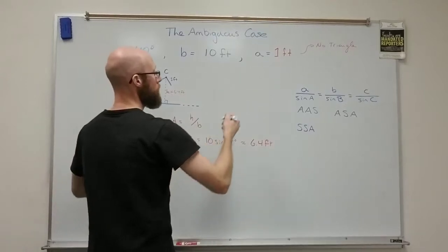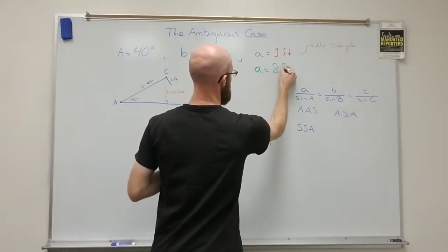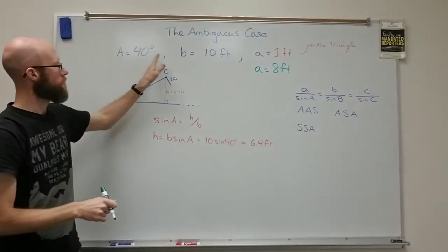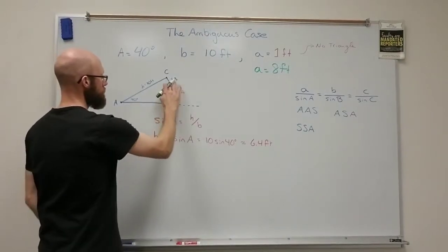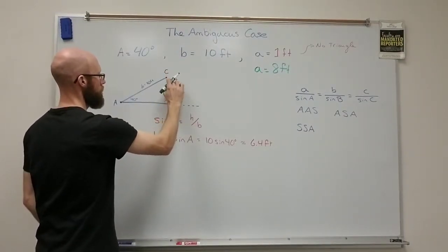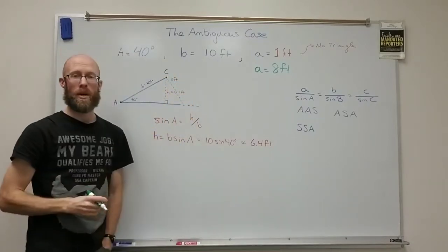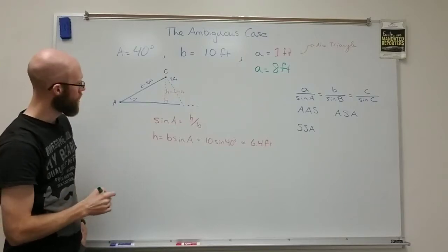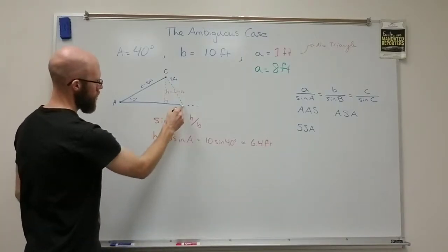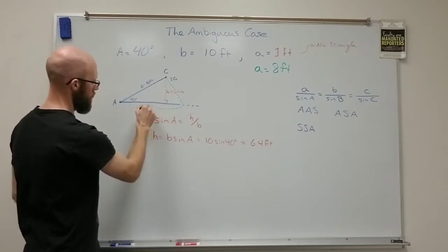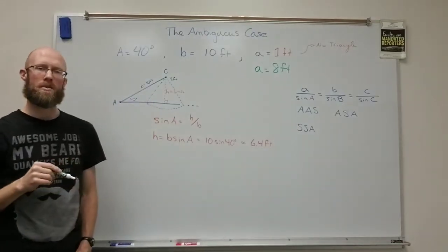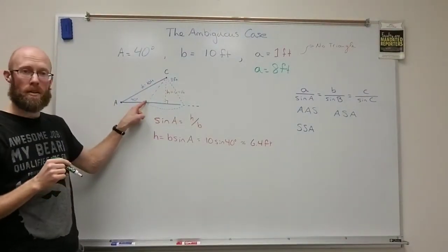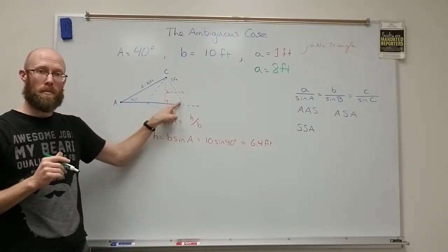Now let's do 8 foot. So same first 2 pieces of information, but now A is 8 feet. Well, at 8 feet, you will actually get this to come down all the way. It's going to be down far enough to hit, okay? But if you were to swing it the other way, it's actually going to hit a second time. And so there are 2 possible triangles, one with an obtuse angle and one with an acute angle at B.